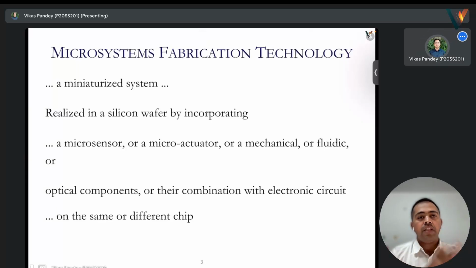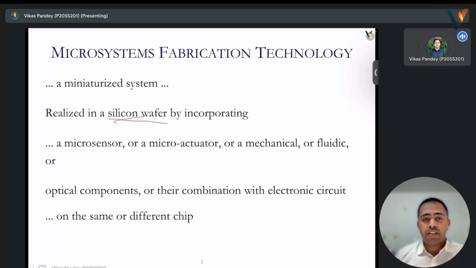This itself is a very big field where a lot of work and a lot of technology is involved. So we will just see a brief about it, what are the steps involved, and we will see how a simple sensor or a processor is made using this microsystems fabrication technology, or in short it is also called microfabrication. It is a miniaturized system realized on silicon wafer.